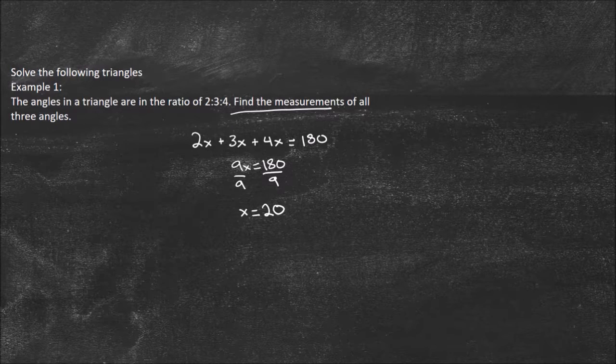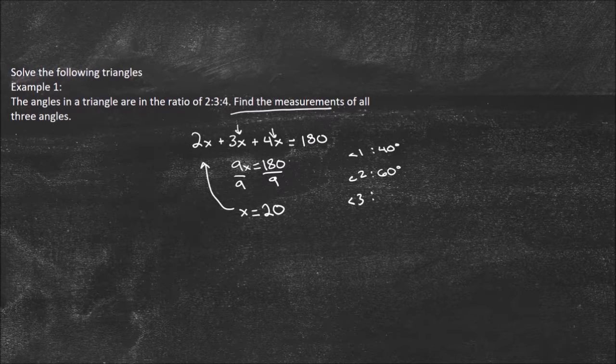Okay, well, if I know the ratio is 2 to 3 to 4, I know that one of them is 2 times x, one is 3 times x, and one is 4 times x. So now I just plug that in. I'm going to write angle 1, angle 2, and angle 3, and go in order. Angle 1 is 2 times x, that's 40 degrees. Angle 2 is 3 times x, 3 times 20 is 60 degrees. And angle 3 is 4 times x, which is 80 degrees.